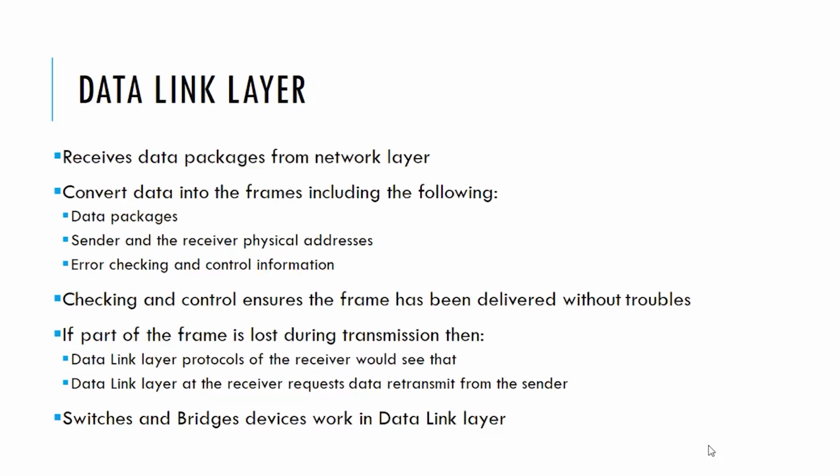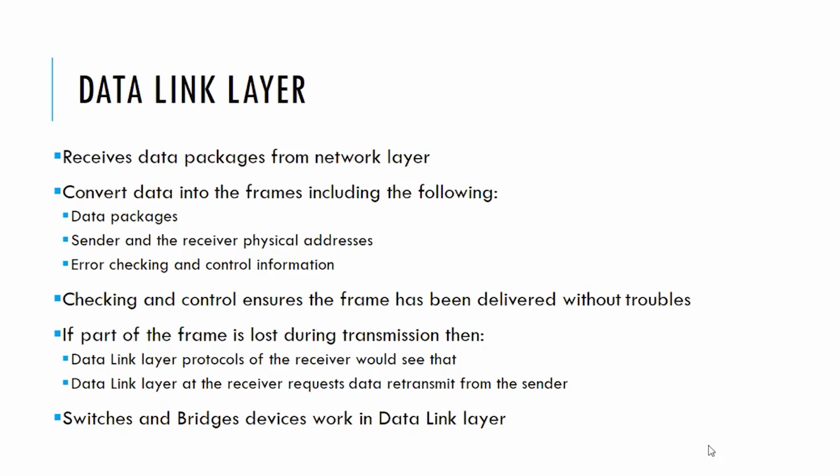The data link layer receives data packages from the network layer when sending and converts this data into frames including the following: the data itself, the data package, the sender and the receiver physical addresses, and error checking and control information, a field that helps for error checking for this frame. Checking and control ensures the frame has been delivered without troubles. This is the functionality of such a field for error checking and control.